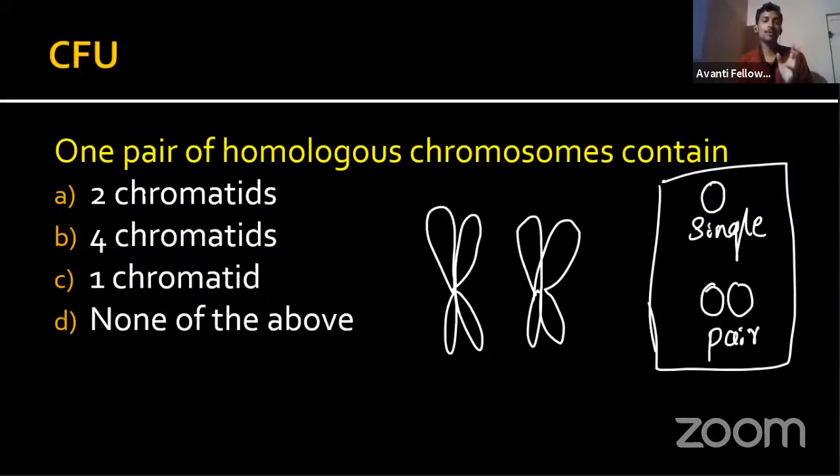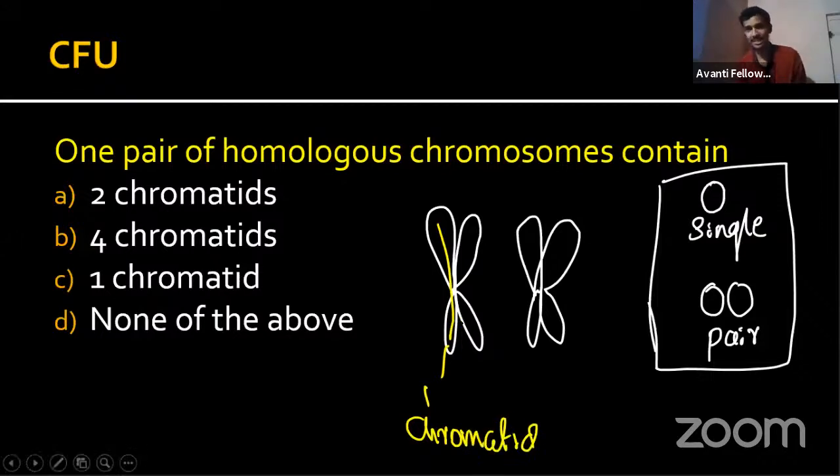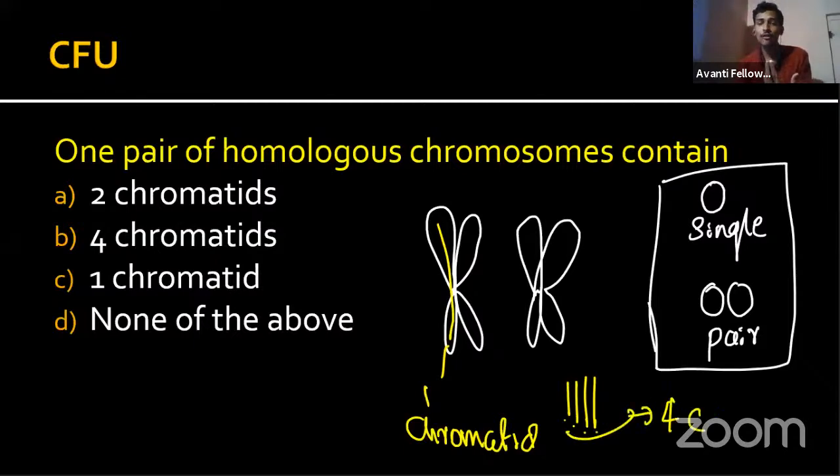2 chromatids, 4 chromatids, 1 chromatid, none of the chromatids. What is the meaning of chromatid then? This is called one chromatid. Then what we have to do? We have to go for the arithmetic things, right? So here is 1, we will write 1. Here is 1, here is 1, here is 1. So we will calculate it: 1, 2, 3, 4. That means what? This will represent the 4 chromatids, right?